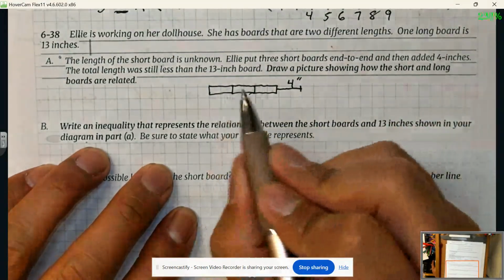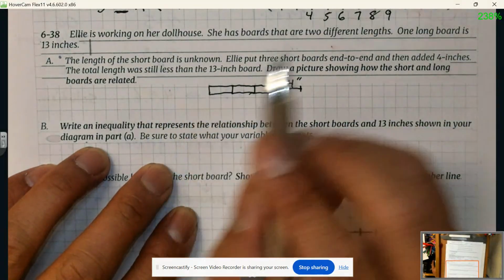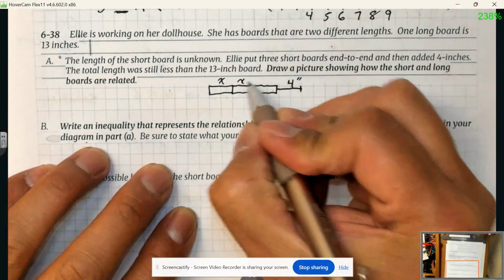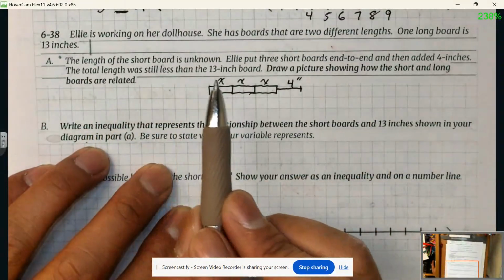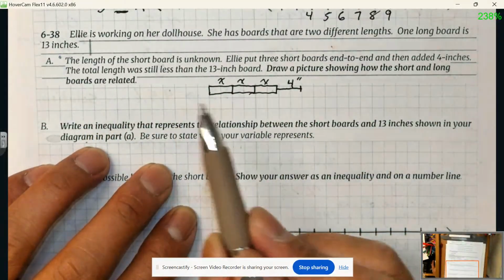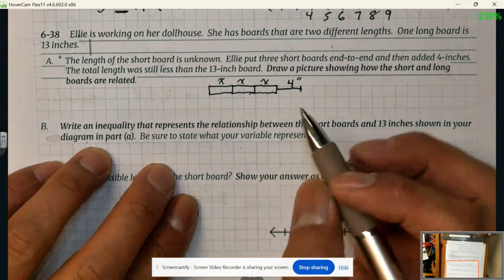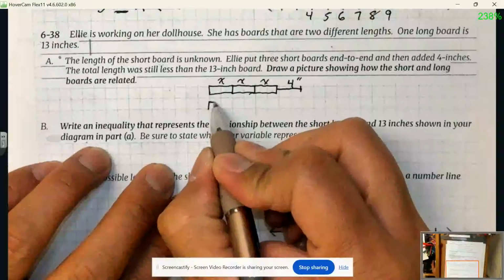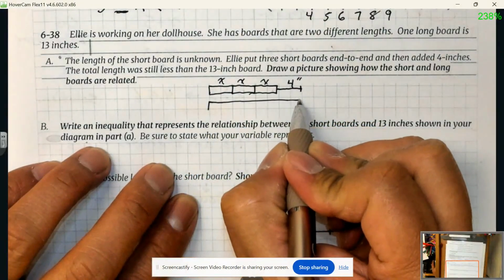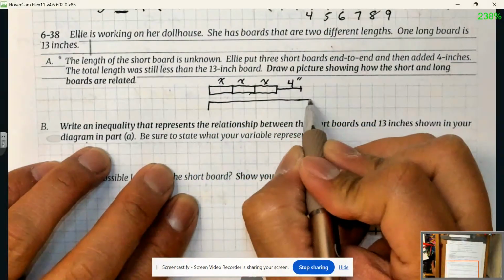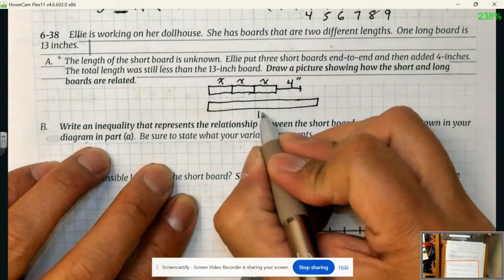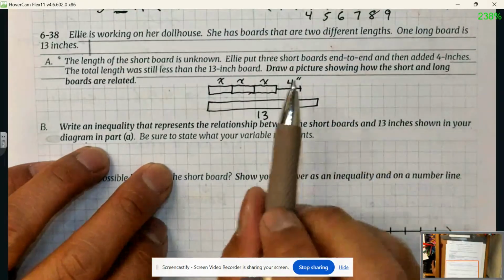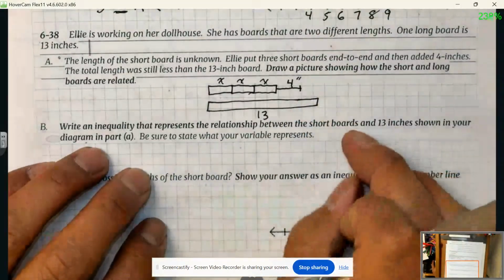Now since we don't know the short boards, it says it's unknown, we can go ahead and call those X. Now it says that the total length of this is still less than the 13-inch board, so we're going to draw that 13-inch board here as it relates to it, and it is longer. Okay, so this is our 13-inch board. This is a picture of the relationship of the two.